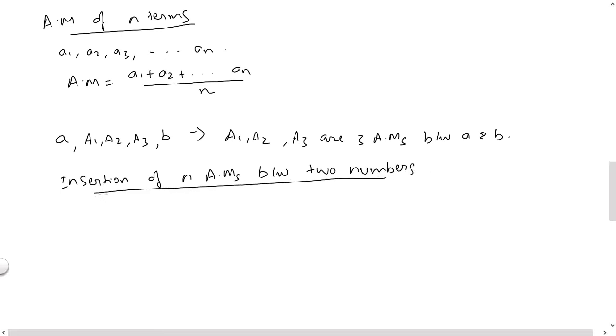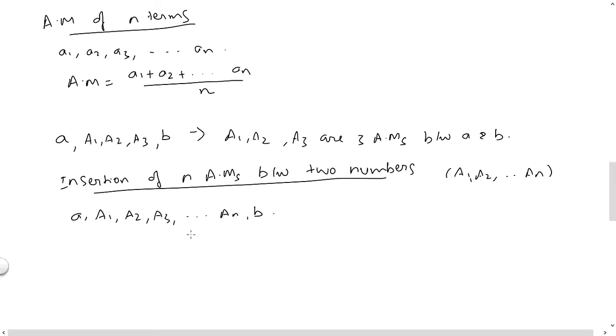Okay, so let us call those two numbers A and B. Since we are inserting n arithmetic means between these two numbers, we will represent these arithmetic means as A1, A2, and so on till An. Once we insert them, we will get an arithmetic progression of the form A, A1, A2, A3, and so on till An, and then the last term will be B.